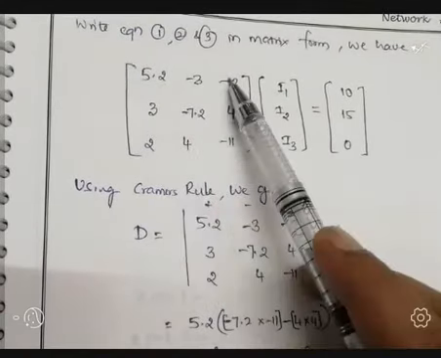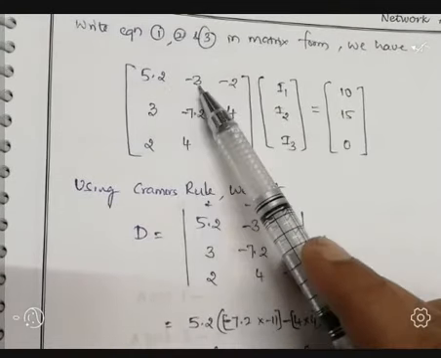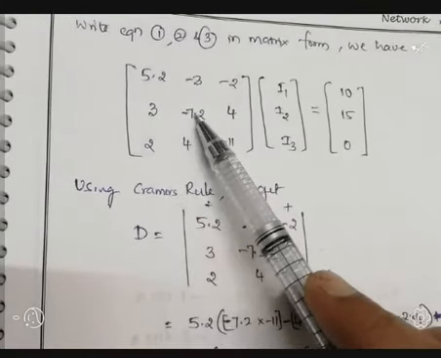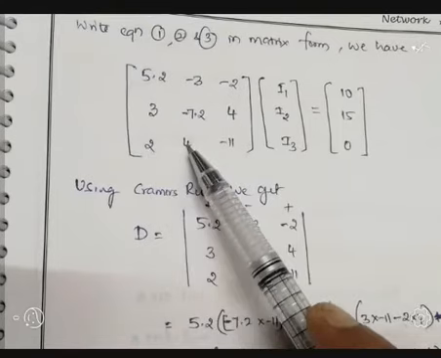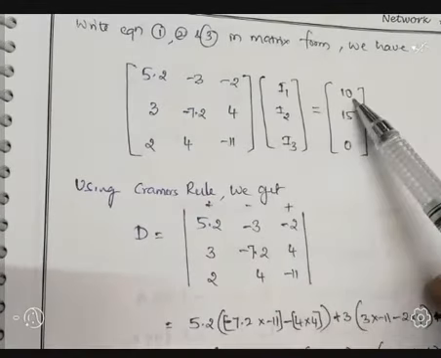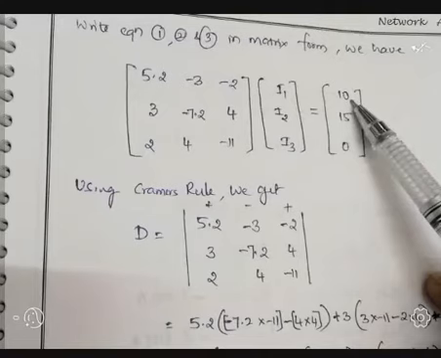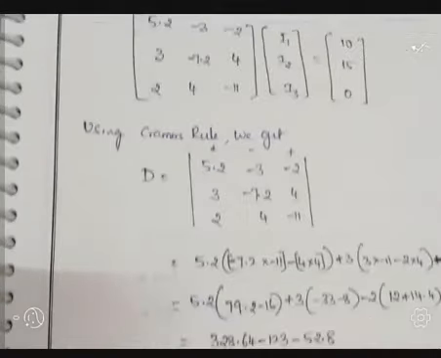The first row is the coefficients of currents I1, I2, I3 of equation 1. The second row is the coefficients of I1, I2, I3 of equation 2. The third is the coefficients of I1, I2, I3 of equation number 3. After that, these are the constant terms. The first equation has the constant term 10, the second equation has 15, the third equation has 0. Now find the determinant of this one.